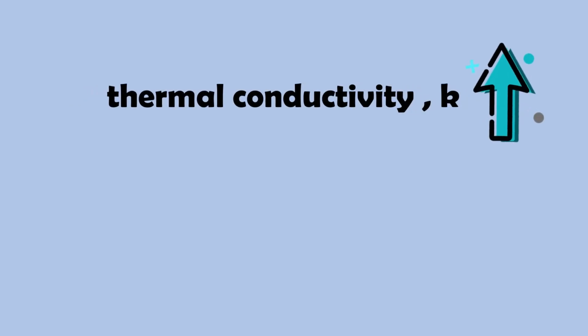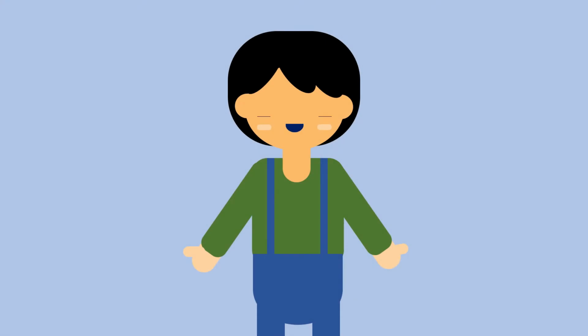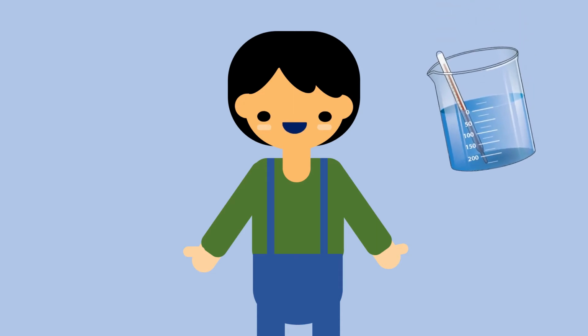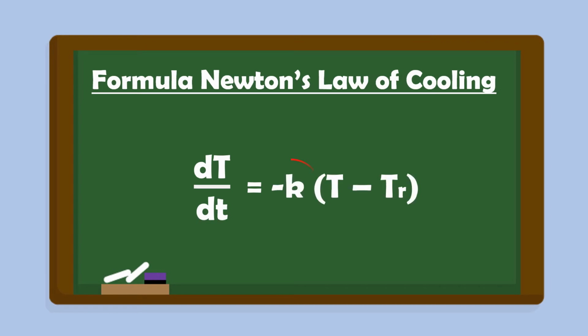The higher the thermal conductivity, the less time taken for the cup to lose heat to its surroundings, and thus it affects the temperature of the water. So, that means the thermal conductivity can affect the water temperature, which will then affect our results. That is correct. The thermal conductivity is the constant k in the formula of Newton's law of cooling. Therefore, it will affect the temperature.